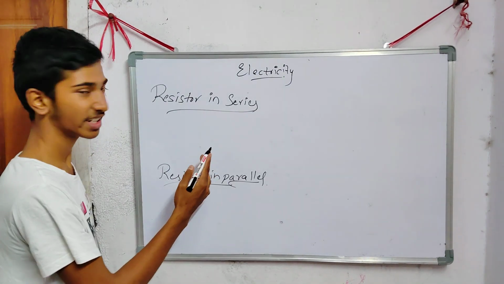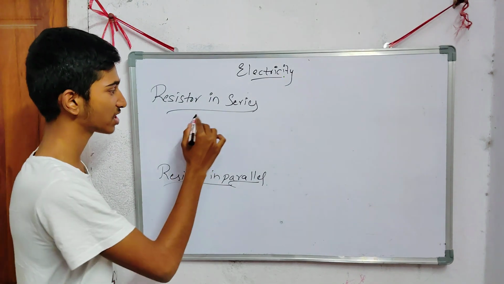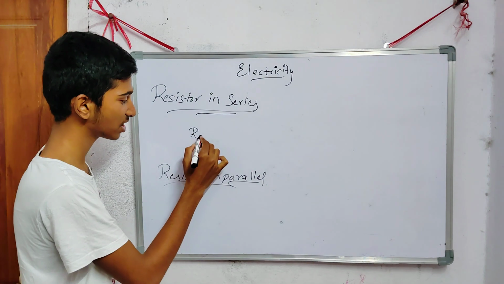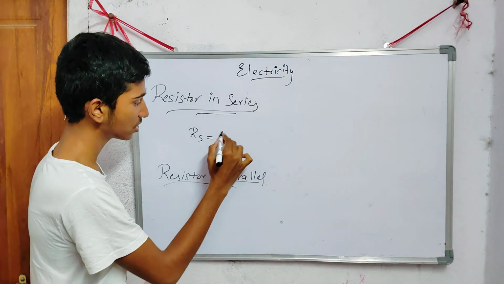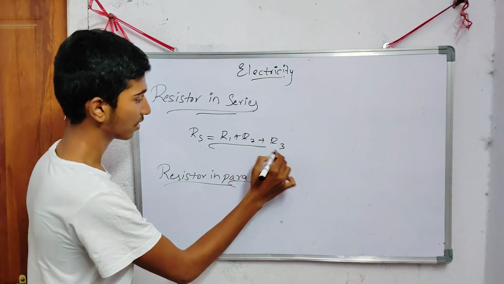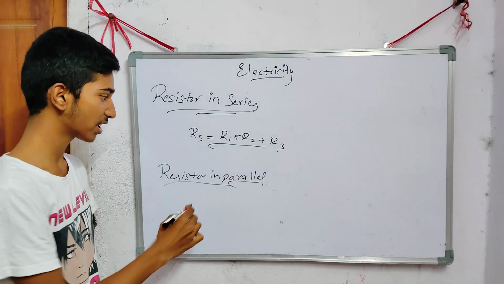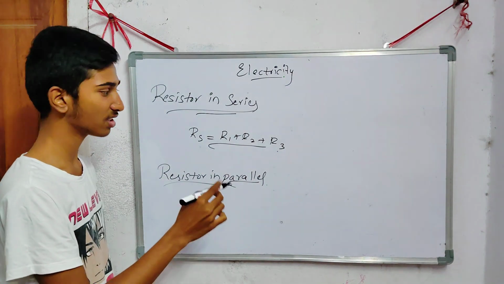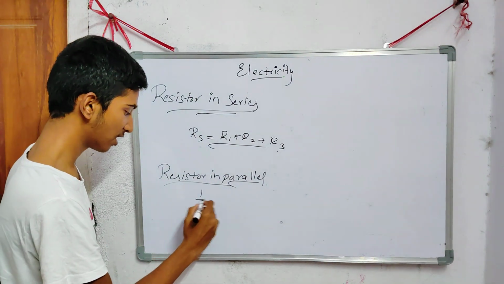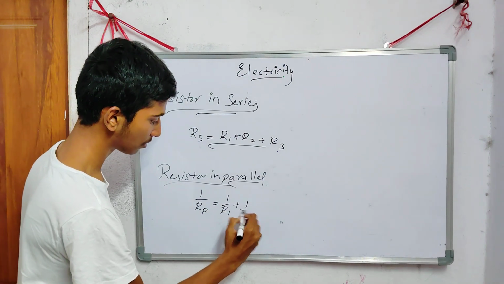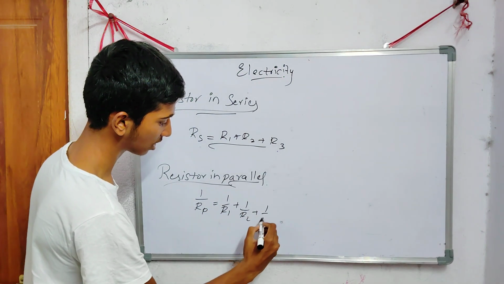When resistors are connected in series, it is known as resistors in series. The formula to calculate resistance in series is Rs equals R1 plus R2 plus R3. When resistors are connected in parallel, it is known as resistors in parallel. The formula to calculate resistance in parallel is 1 by Rp equals 1 by R1 plus 1 by R2 plus 1 by R3.